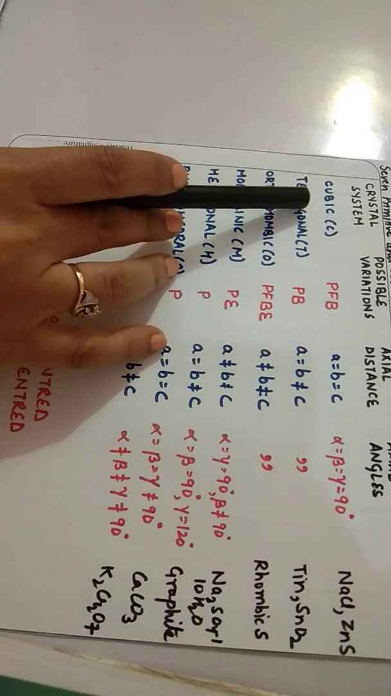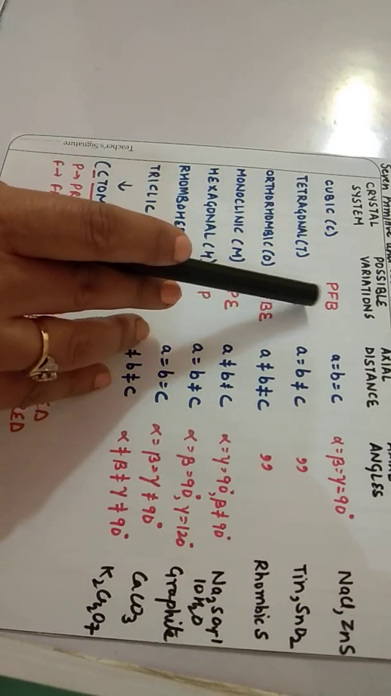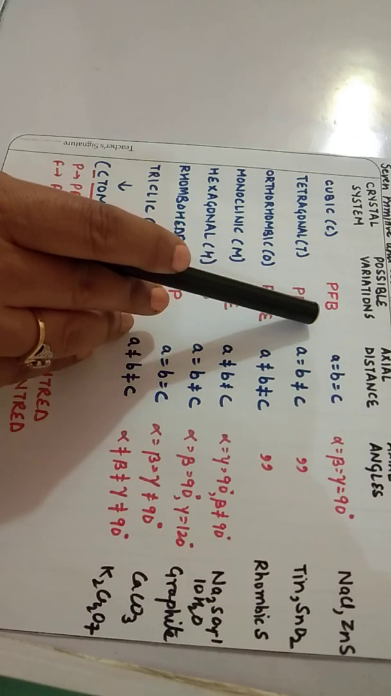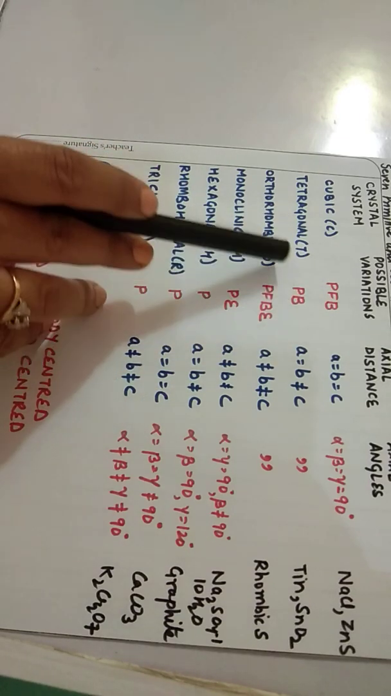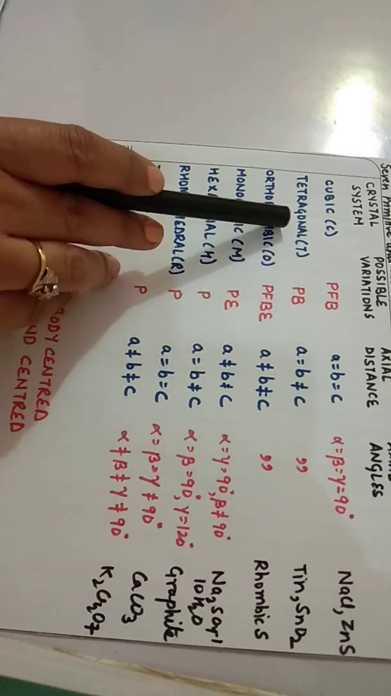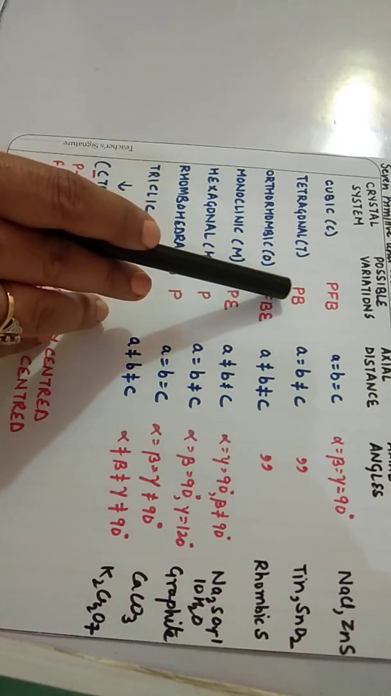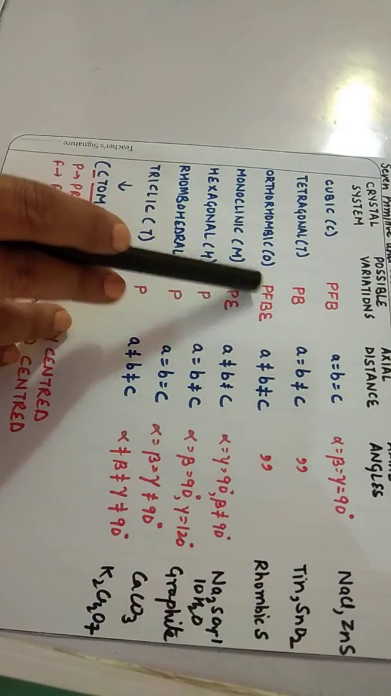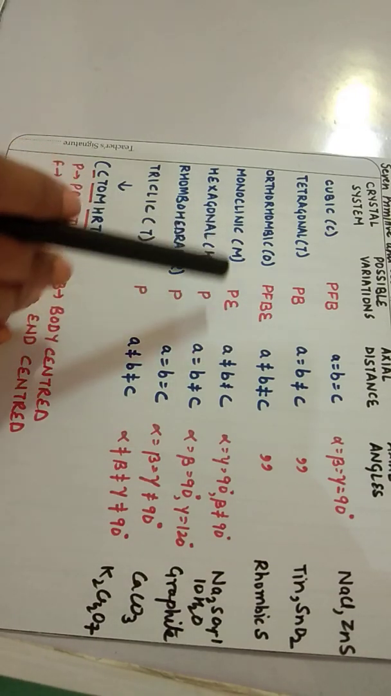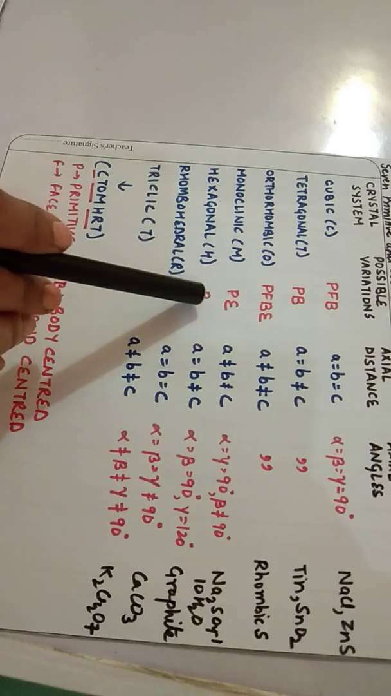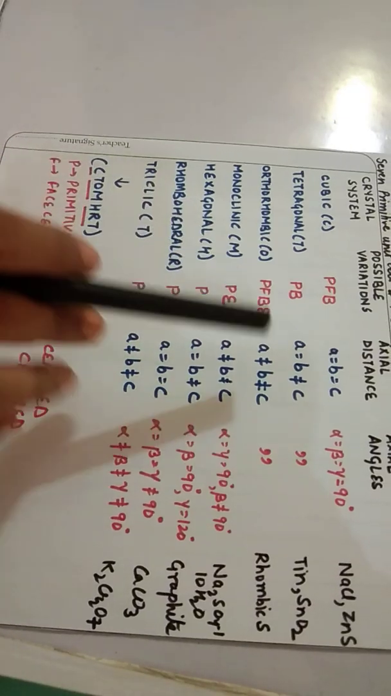So for cubic, what is PFB? P is primitive, F is face centered and B is body centered. P is again primitive and body centered. So these are the two possible variations for tetragonal, primitive and body centered. Then for orthorhombic, primitive, face centered, body centered and end centered. For monoclinic, primitive, end centered. Hexagonal, rhombohedral and triclinic, primitive, primitive, primitive.